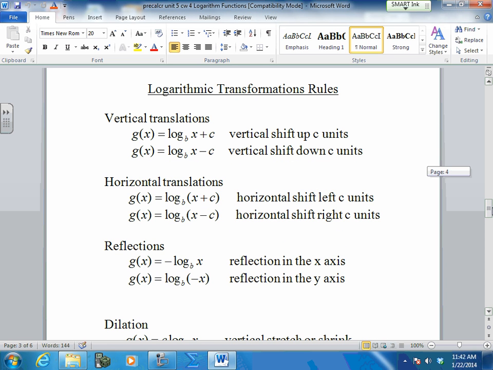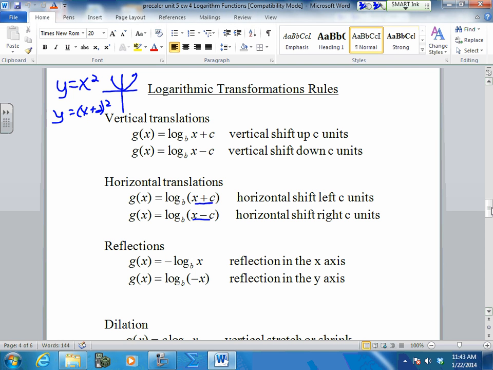Okay, now, I gave you a list of the log transformation rules. They look exactly like the old transformation rules, everything we've done. If I had this, here was my core graph for a squaring function, the quadratic, and it went like this. If I moved it inside, it moved horizontally the opposite way. The logs work the same way. When you move it inside, it goes horizontally the opposite way. It does the same thing.